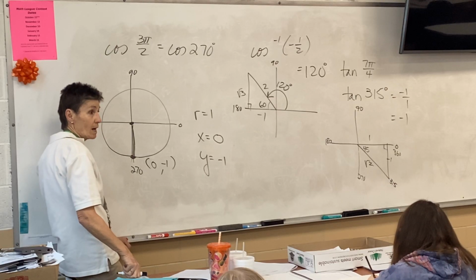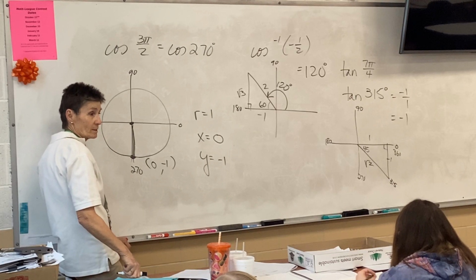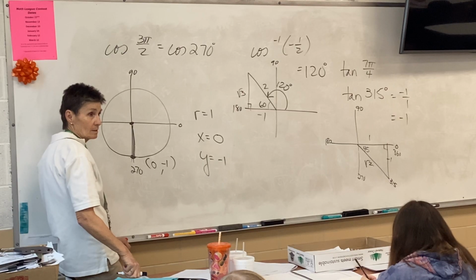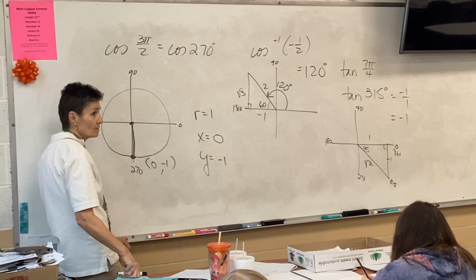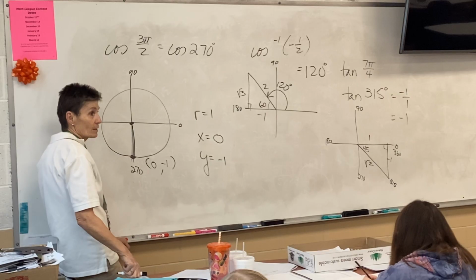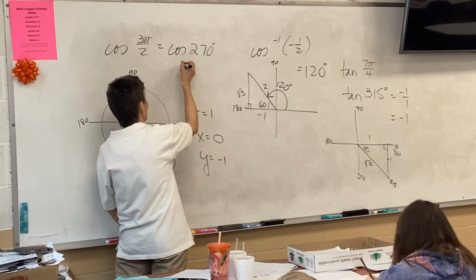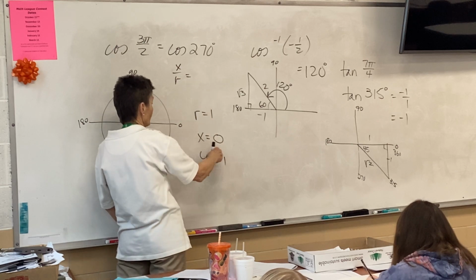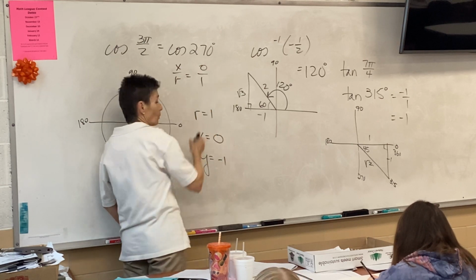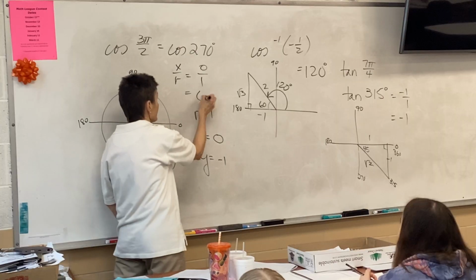I want cosine. What's cosine? Don't say adjacent over hypotenuse, it's not going to work. X over r. When in doubt, look at your orange sheet. Cosine's x over r, so that will be 0 over 1, which is 0.